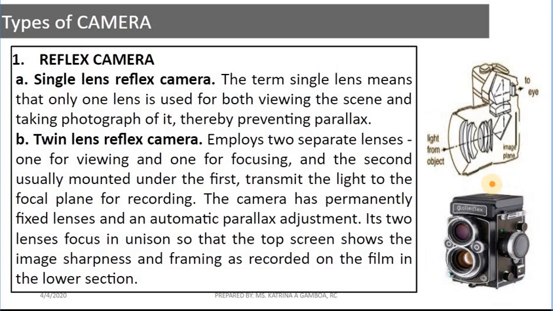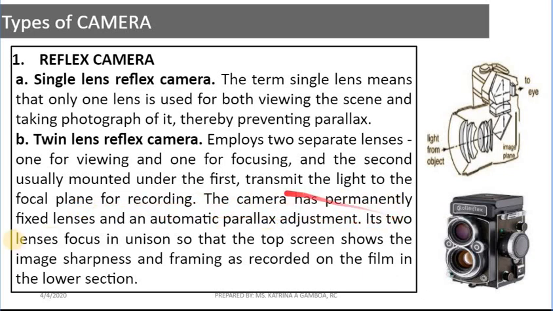This is an example of twin lens reflex camera or tinatawag nilang TLR. Okay? Dalawang lens naman ang ginagamit nila dito. Ayan. So hindi siya katulad ng normal camera na kita nyo na isa lang. Okay, so this is TLR or twin lens reflex camera. It employs two separate lenses. Ayan, one for viewing and one for focusing. And the second usually mounted under the first transmit the light to the focal plane for recording.